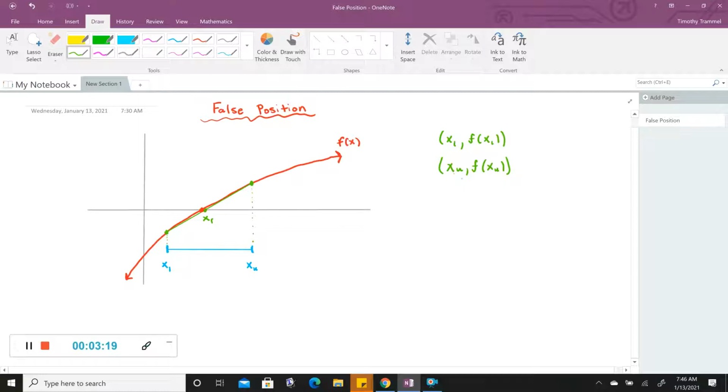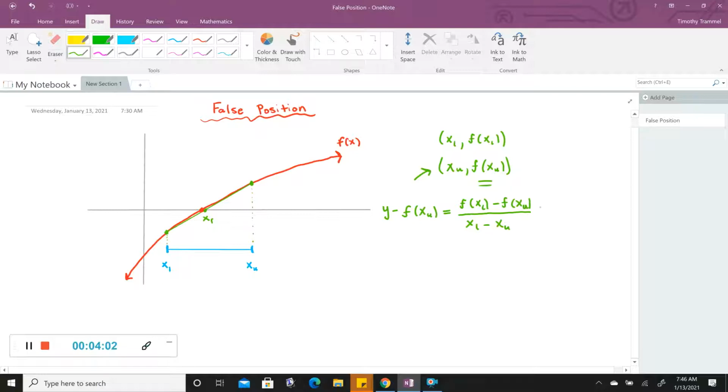And then if we're trying to find the equation of this line, we can just use point slope form. So how about we use this point right here? So we'll have y minus the y value. So that's f of x upper. And then we need the slope. So if we're trying to find the slope between 2 points, that will be f of x sub l minus f of x upper all over x sub l minus x sub u, right? This is just the change of y over the change in x.